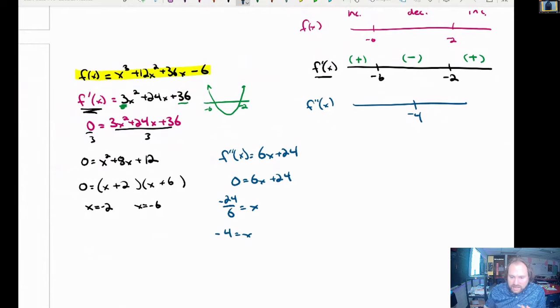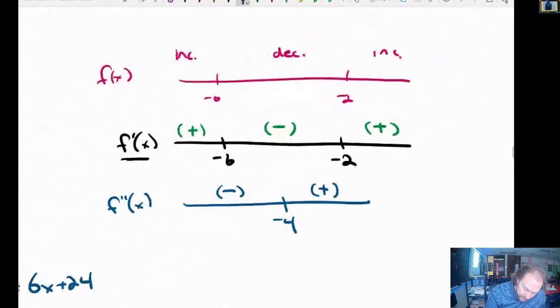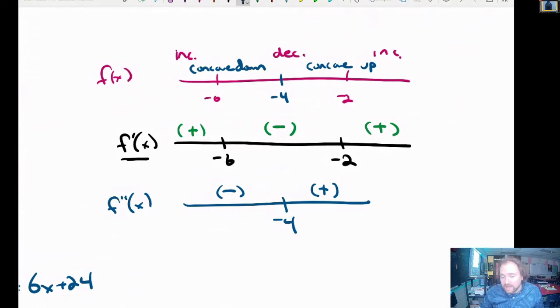If you plug in like a -5 into this, you're going to get -30 plus 24, a negative answer. And if you plug in a positive number like 0, you'll get a positive number. So there you go. Now that's your concavity. What that tells you is that there's also a break at -4. This graph is concave down before -4, and it's concave up after -4.